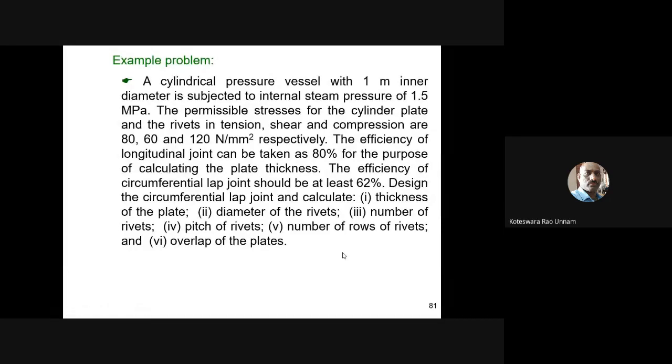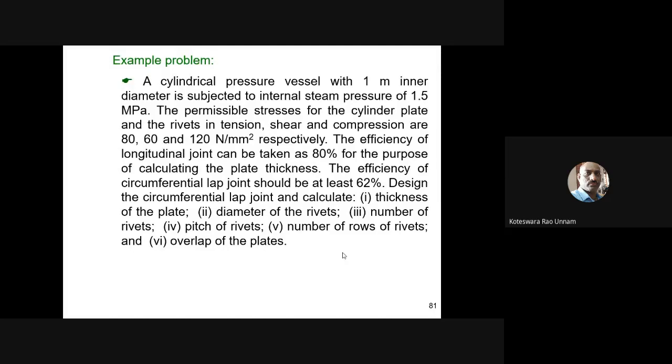A cylindrical pressure vessel with 1 meter inner diameter is subjected to an internal steam pressure of 1.5 MPa. The permissible stresses for the cylinder plate and the rivets in tension, shear, and compression are 80, 60, and 120 Newton per mm square respectively. The efficiency of the longitudinal joint can be taken as 80% for the purpose of calculating the plate thickness. The efficiency of the circumferential lap joint should be at least 62%.